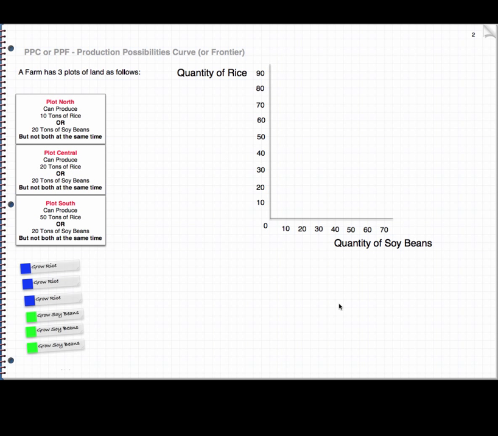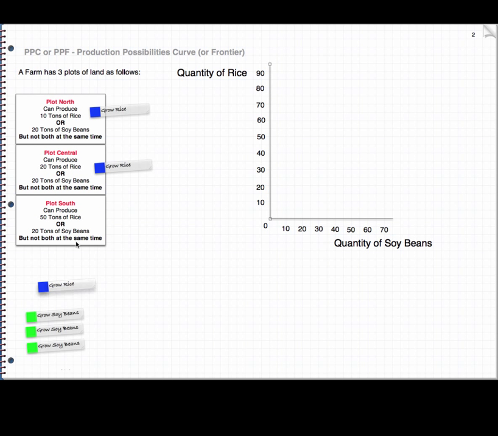For this example, we're going to have three plots of land. We've got the north plot, central plot, and south plot of land in which a farmer can grow either rice or soybeans. So if this farmer decided to grow all rice and no soybeans, the total amount of rice this farmer would produce would be the 10 plus the 20 plus the 50, which would be 80 tons of rice, which would be a point right here on this PPC curve.